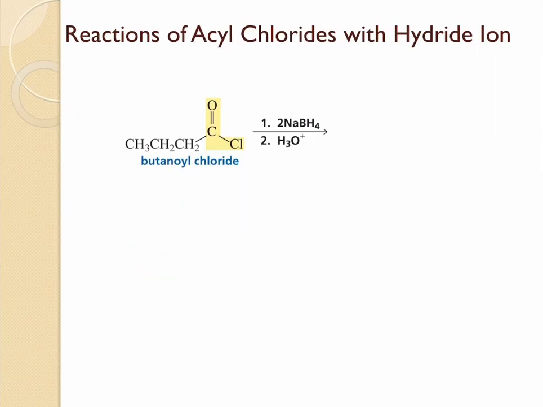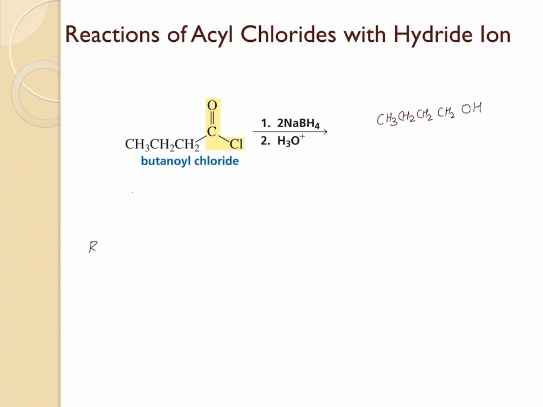Acid chlorides can also react with hydride ion, but in this case, since there is a leaving group, it's going to undergo two successive reactions with sodium borohydride. In the first reaction, it's going to give us the aldehyde, and that aldehyde is going to undergo another reduction with sodium borohydride to give us the alcohol. Let's take a look into the mechanism of how the acid chloride is converted into alcohol.